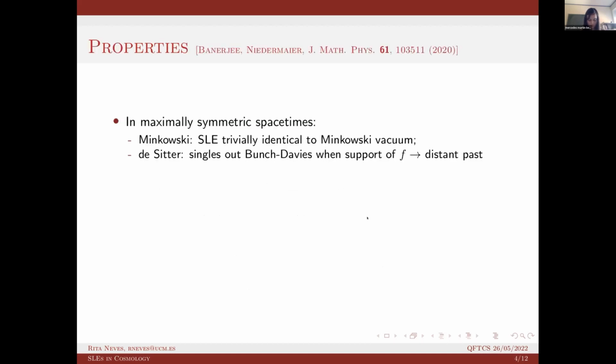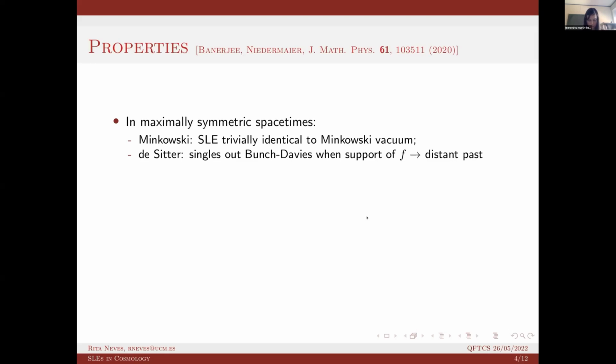To understand that, it is useful to think about what happens in maximally symmetric spacetimes. In Minkowski, the situation is trivial. The states of low energy are identical to the Minkowski vacuum. And actually, the state of low energy does not depend on the choice of smearing function at all, and it is actually a state of minimal energy because of that. But Olbermann shows that this only happens in ultrastatic spacetimes.